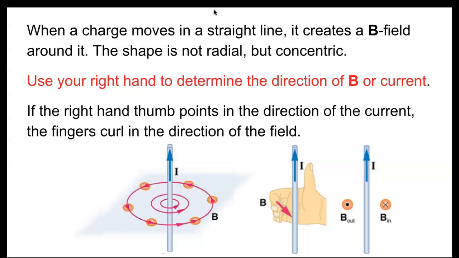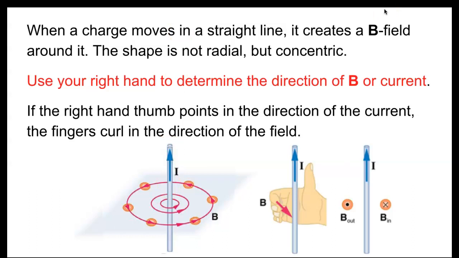I want to emphasize again, electric current makes a magnetic field. Electric charges do not make a magnetic field. Moving charges do. Without the motion, the magnetic field is not created. The shape of a magnetic field is not radially outward from the electric current. It is concentric, meaning pointed this way, not pointed outward from the current, but pointed in a circular path around it.